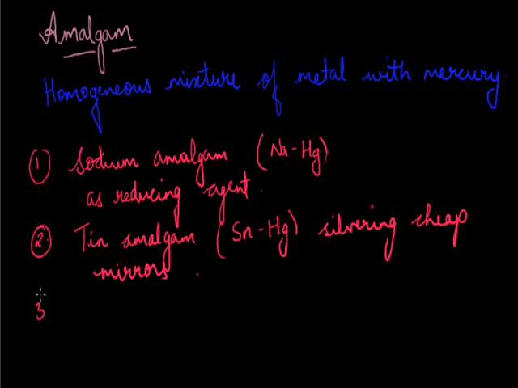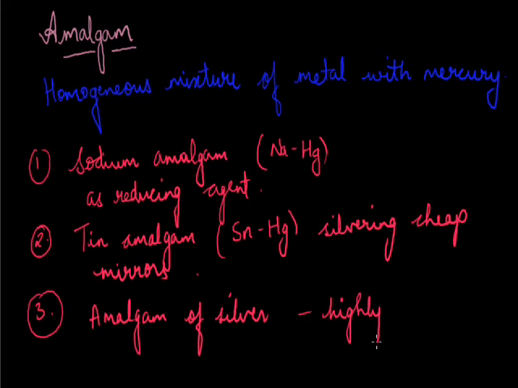Now the second one I talked about is dental amalgam. Dental amalgam is an amalgam of silver. It is highly unreactive, so it is filled in the tooth cavity where there is a cavity in the teeth. Amalgam of silver is filled and it is unreactive, so whatever you eat, it will not get deteriorated and it will not get removed. So these are a few amalgams.